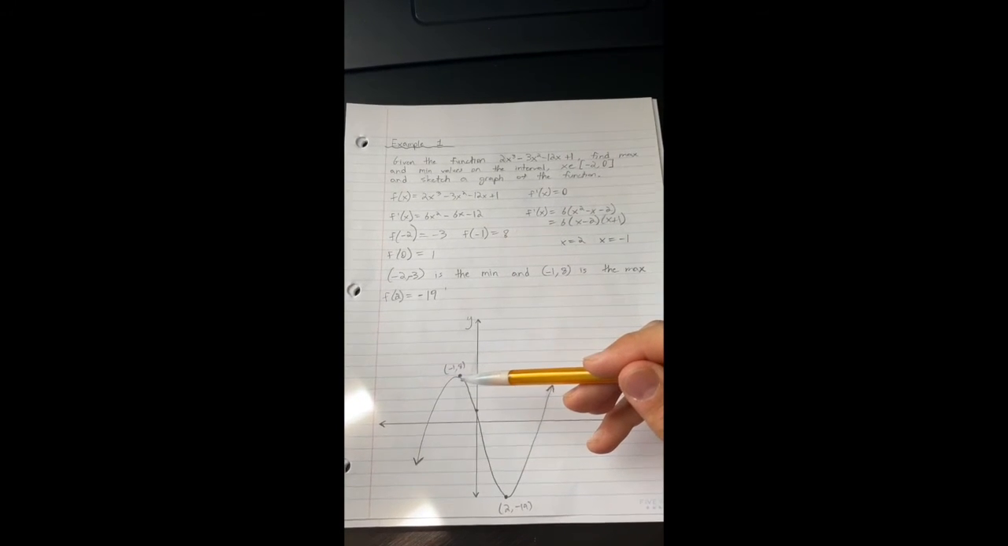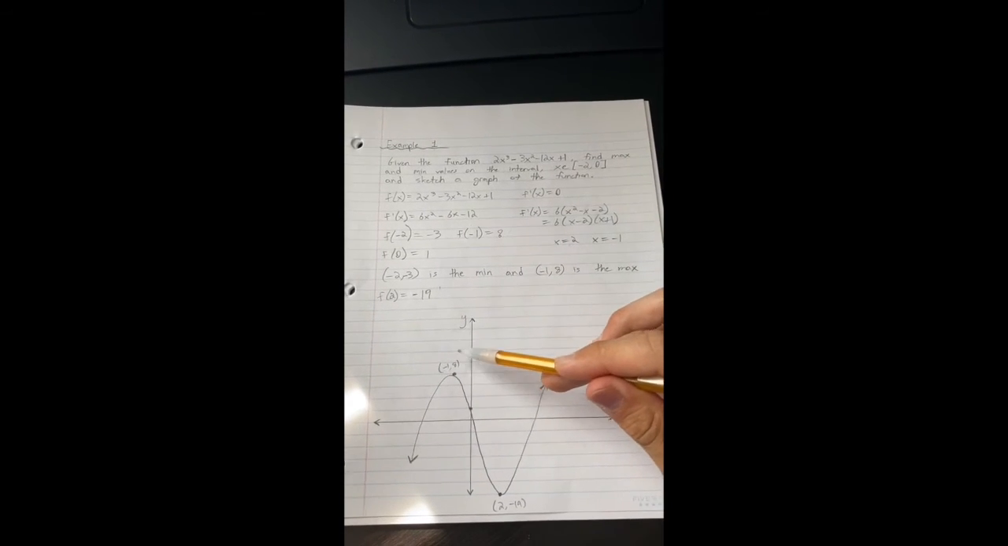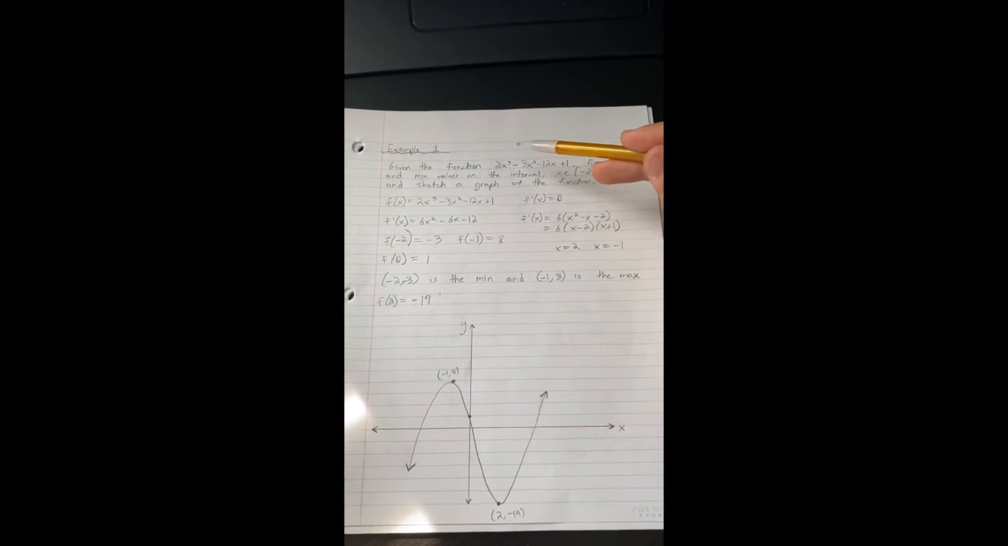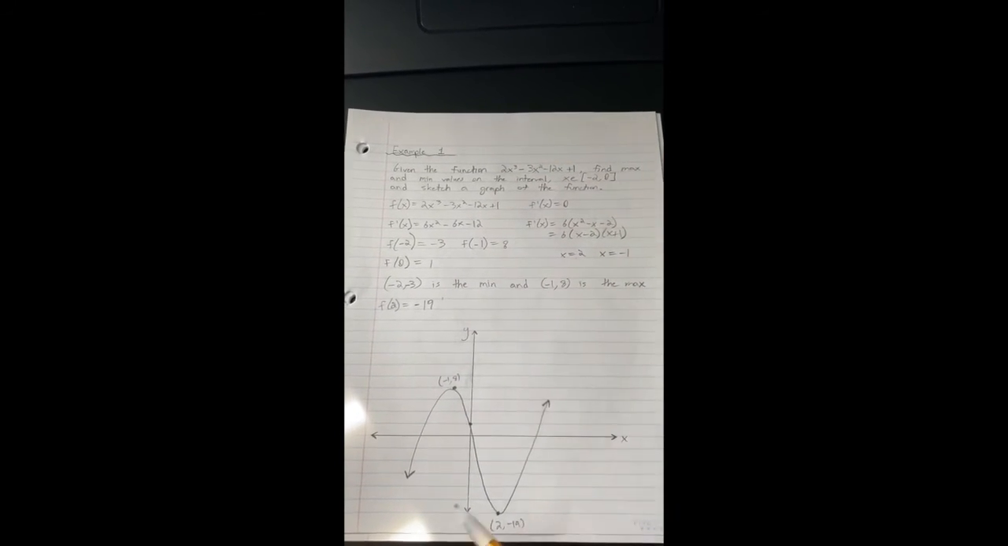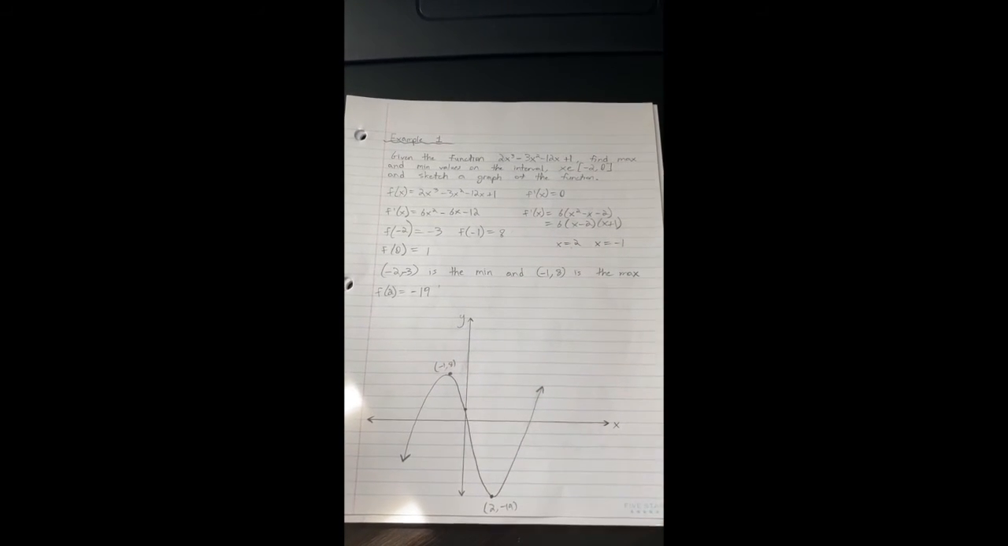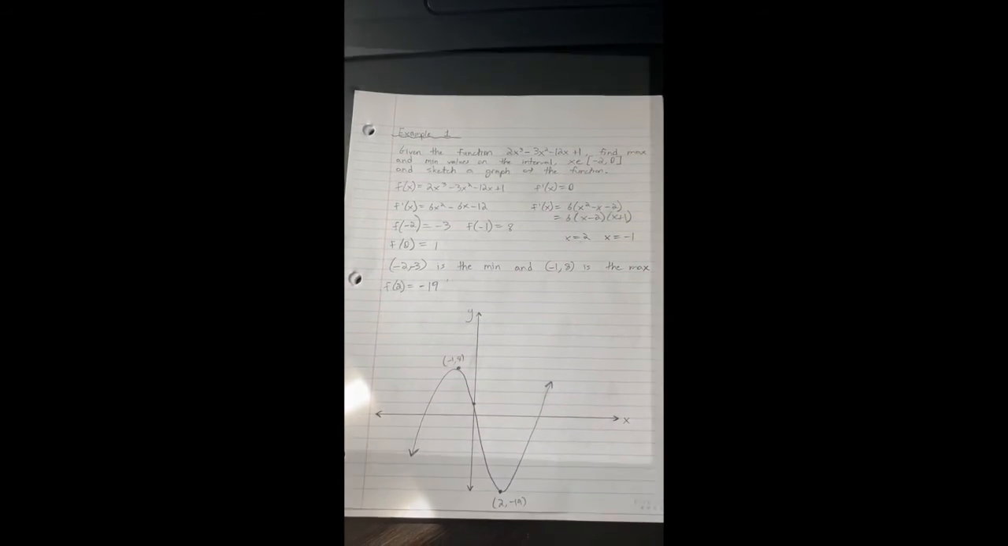And at (-1, 8), the slope of the tangent is also 0 at that point. We're going to plot that point. And since this is a cubic function with a leading coefficient that's positive, we know that it's going to start in quadrant 3 and end in quadrant 1. So our function will look something similar to this. And that concludes example number 1.